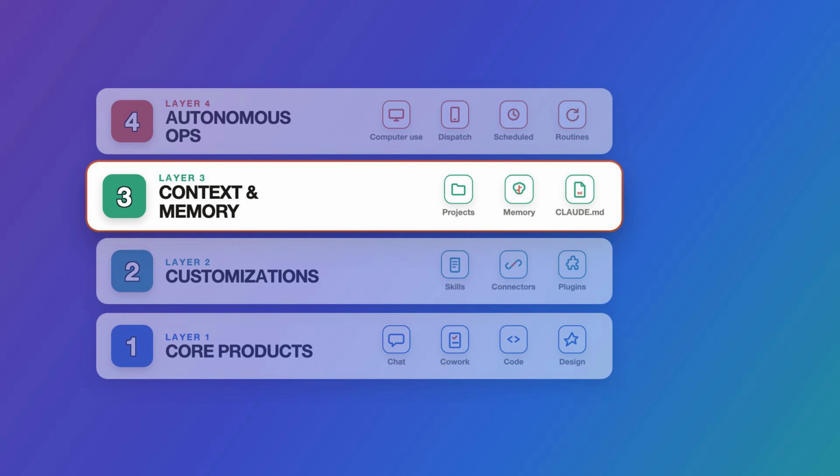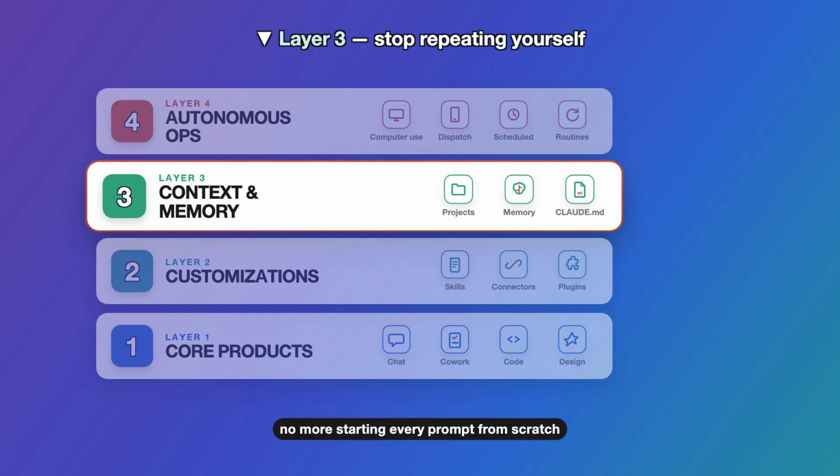Which takes us up to layer 3, context and memory. Now here's what I love about this layer. It solves the single most annoying thing about AI: constantly repeating yourself, starting every chat from scratch. This layer makes Claude actually remember who you are and how you work.